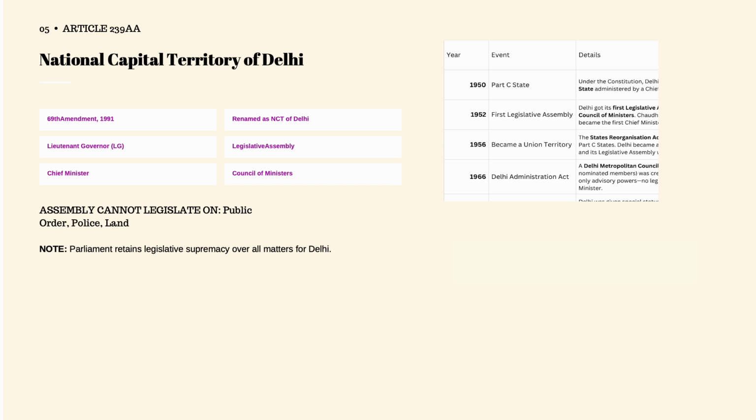But the Legislative Assembly was created for convenience, for administrative reasons, and they do not hold as much power as the rest of the states do. Always remember, Delhi is directly under the control of the union government.